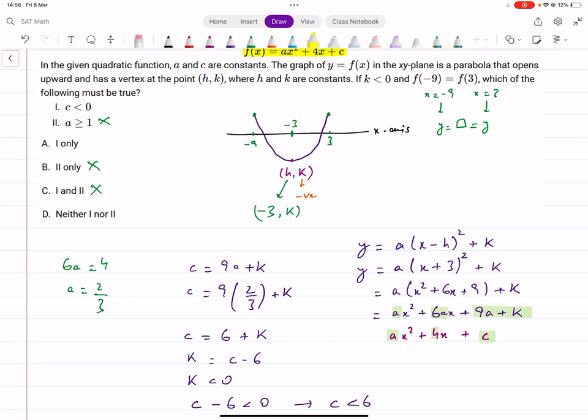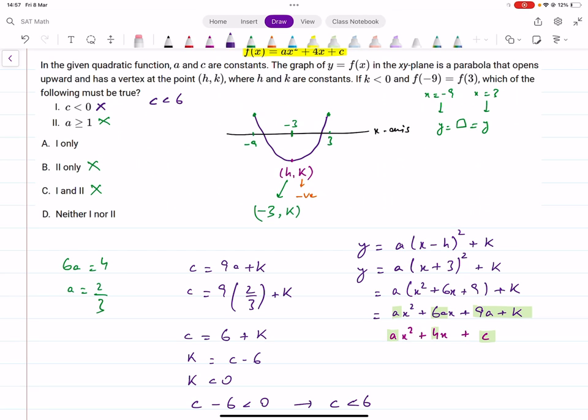Now, they are basically asking which of the following must be true. Now, we are getting C less than 6, and they've given us C less than 0. Now, C less than 6 means one possible value of C could be 4, for instance. Does that satisfy this condition? It does not. So, does this statement necessarily have to be true? No. C has to be less than 6, yes, but C does not necessarily have to be less than 0. It could be some positive value as well.